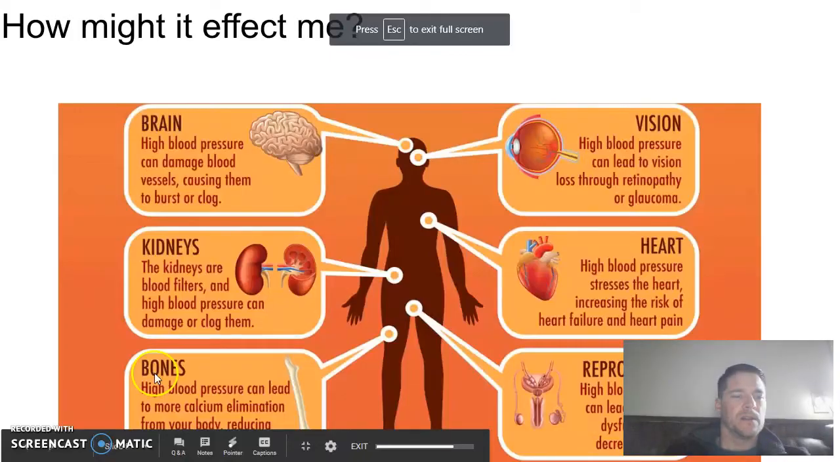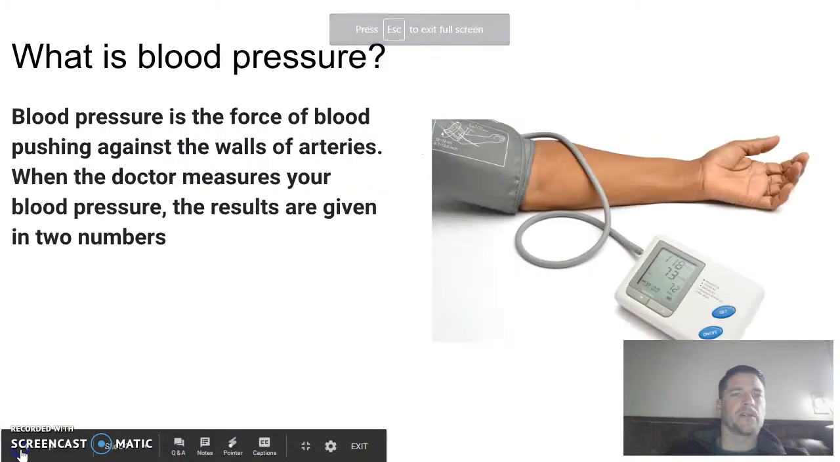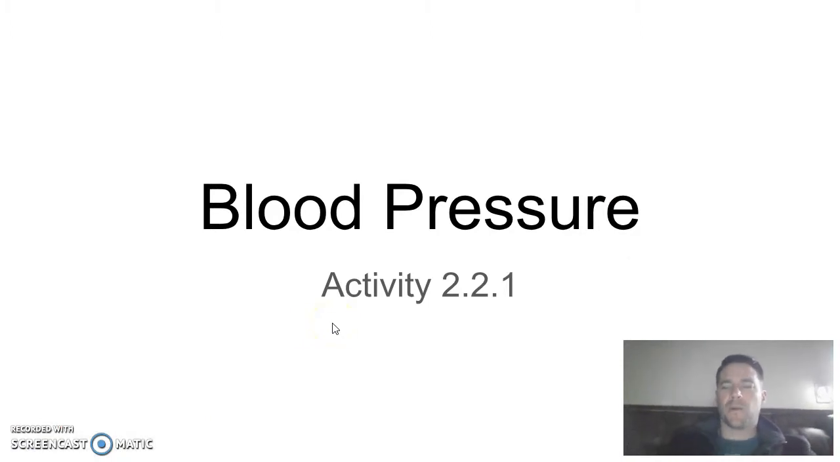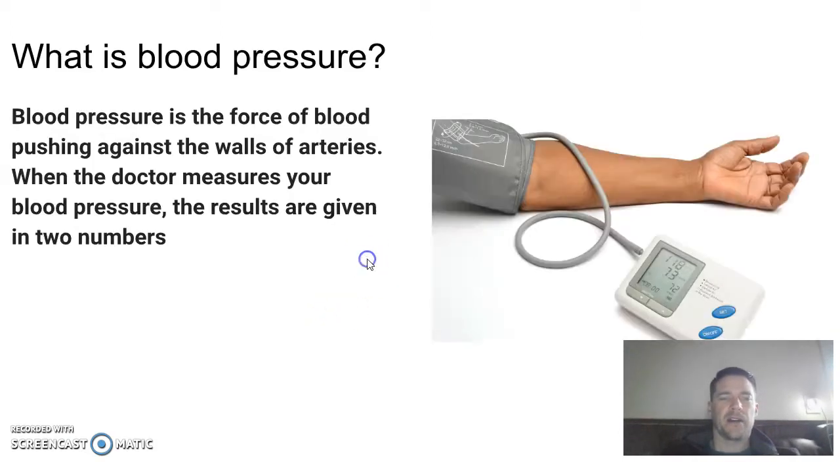Today, we are going to talk about blood pressure, activity 2.2.1 for second semester for Fitness for Life. So let's dive right in and get to it. Let's start out talking about the basic definition.